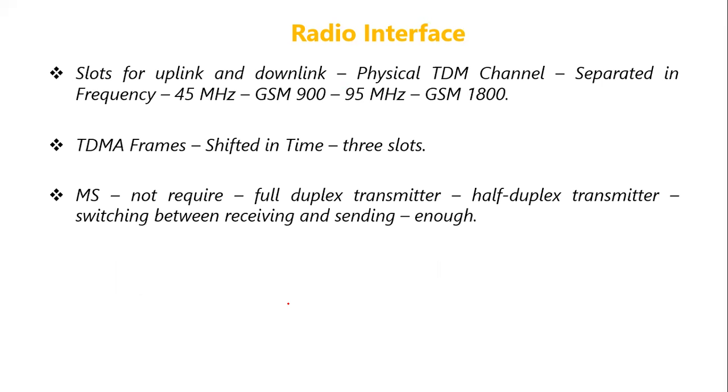So the mobile station does not need a full duplex transmitter. A simplex or half duplex transmitter switching between receiving and sending is enough. Full duplex means both devices can communicate, sending and receiving data at the same time. Half duplex means if one is sending, then the other should listen.